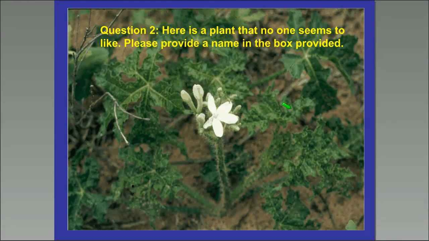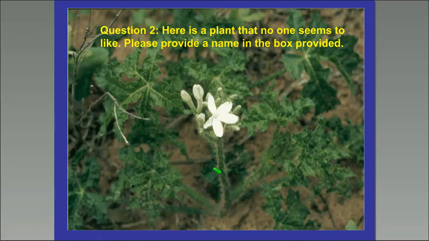So here's question number 2 for you to fill out in the box again. Here's a plant that no one seems to like. Looking at this white flower, and looking at all these hairy hypodermic needles running up and down the stem. Matter of fact, the leaves even have this same spine or hair on them that's hollow and has a toxin in it. Go ahead and put your name down on it.